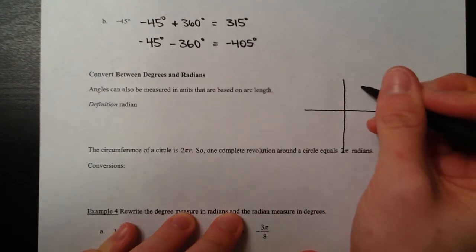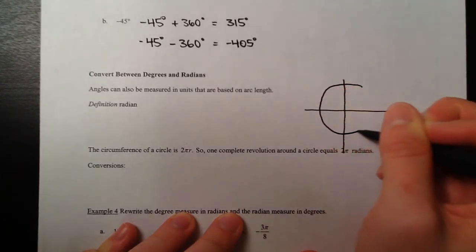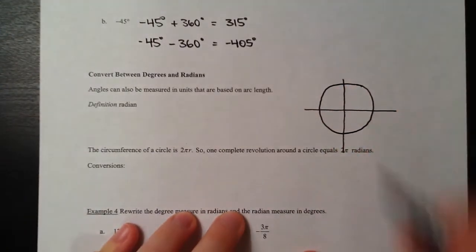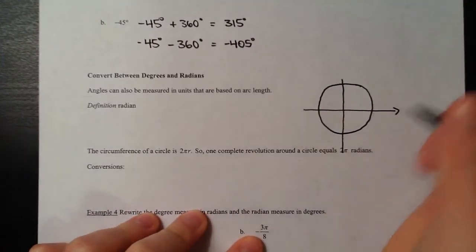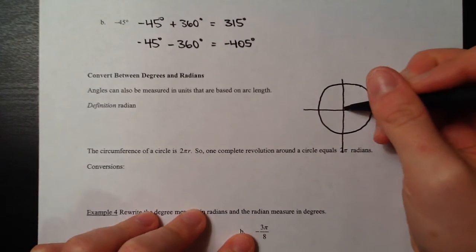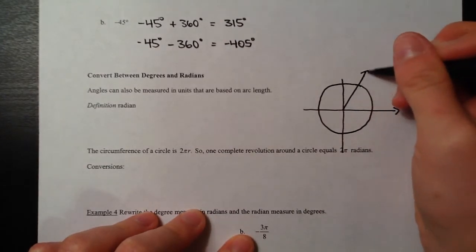So let's draw this out. Here's a circle that is sitting centered right at the origin. And we have our initial side, and then we're going to draw in a coterminal side somewhere around here.